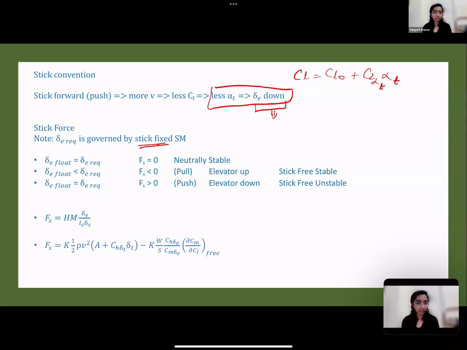All right. Similarly, next condition, there is a mistake here. This should be greater. If your delta E float is greater than the required, then you need to push your elevator down. Then they've given this equation for the stick force. What is LS? Delta E is the elevator deflection. HM is hinge moment. And what is LS?